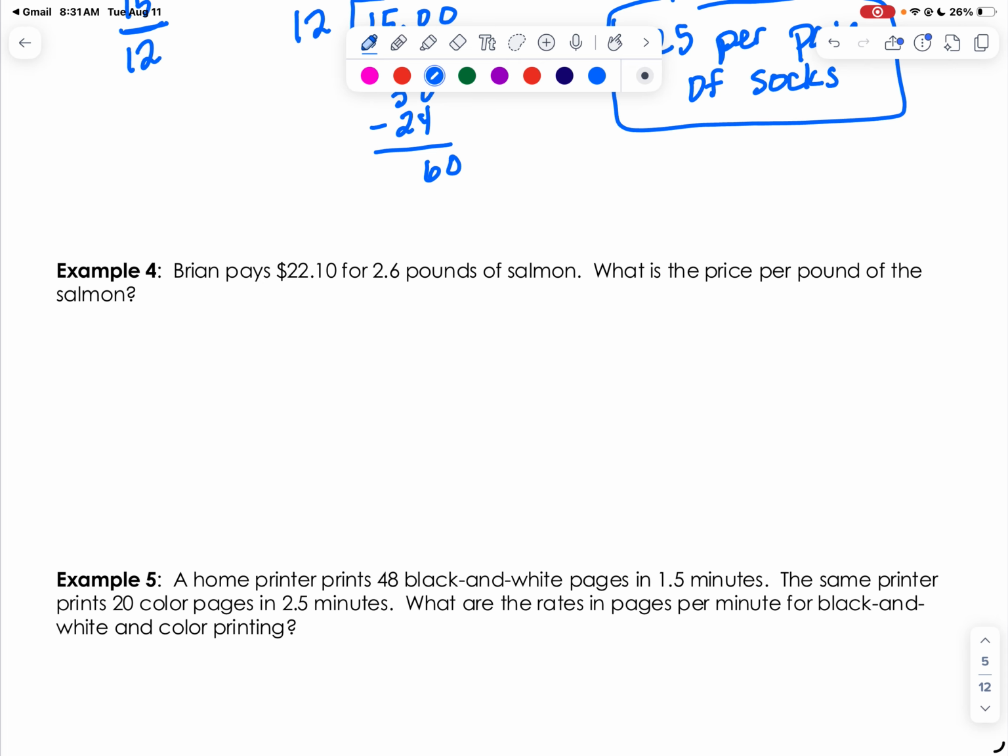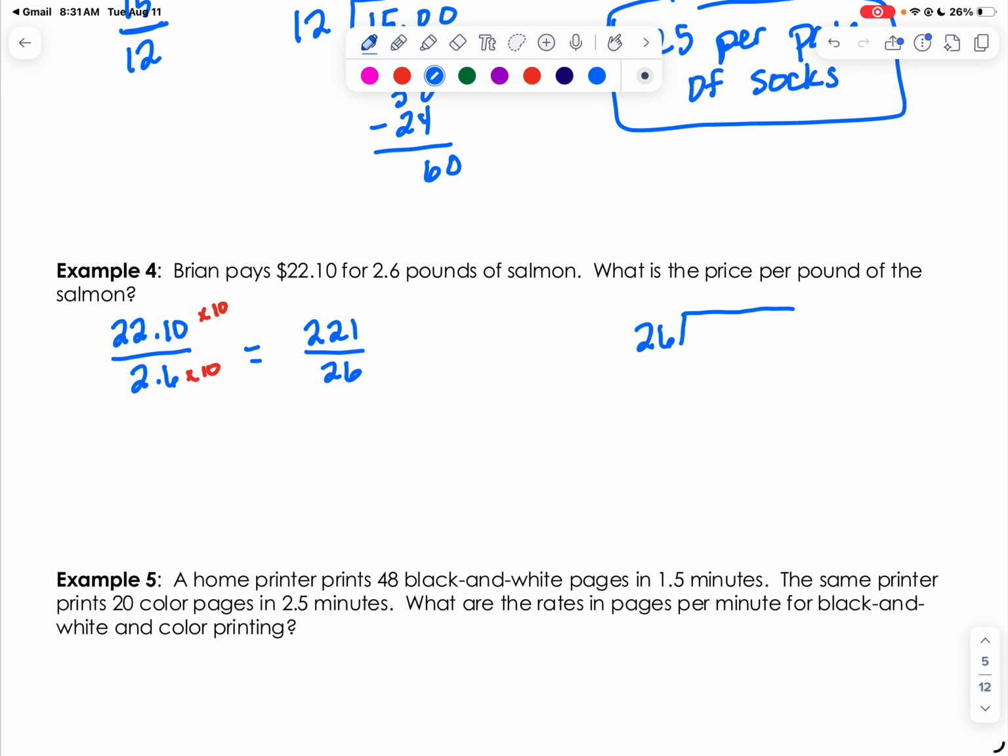Brian pays $22.10 for 2.6 pounds of salmon. What is the price per pound of salmon? So I'm going to take $22.10 and divide it by 2.6. But remember, a divisor must always be a whole number. So I'm going to multiply these both by 10 to get 221 divided by 26. And then I'll find that quotient.